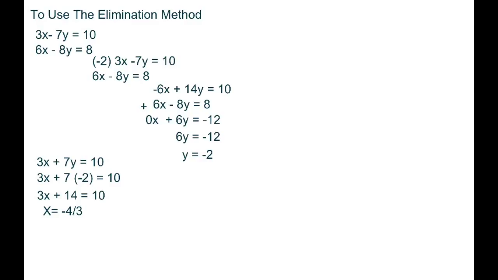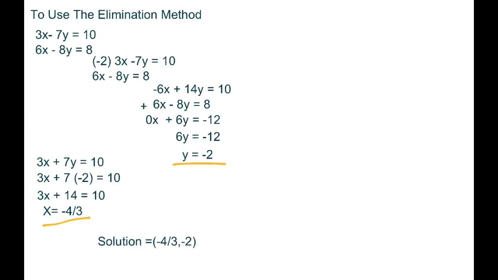Our solution has to be an ordered pair. So it would be negative 4/3 and negative 2. So we'd write it like an ordered pair. So then, as you can see at the bottom, we have negative 4/3, comma, negative 2. So that's your solution there. You got the negative 4/3 from when you plugged the y into the first equation, and you got y equals negative 2 by adding the two equations.